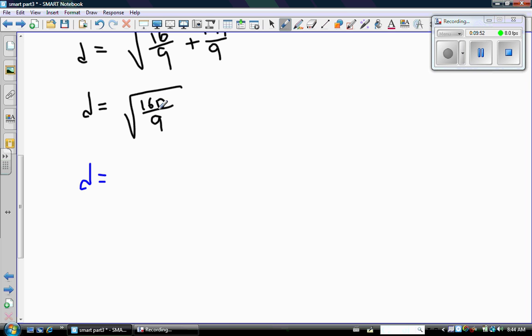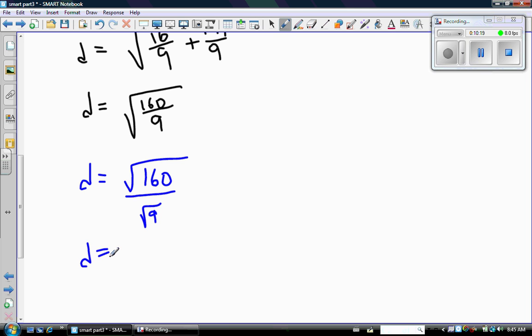Because what I'm about to do is definitely the tougher route. Getting a decimal is very easy. Use a calculator. But this is good math too, and maybe you want to see it, and maybe your teacher really wants you to know this stuff. So I take the square root of 160 over 9, and I turn it into the square root of 160 over the square root of 9.